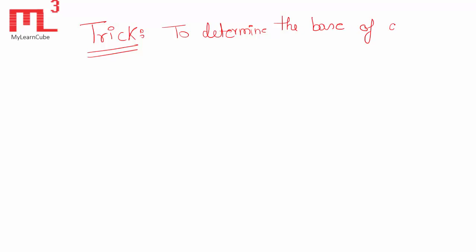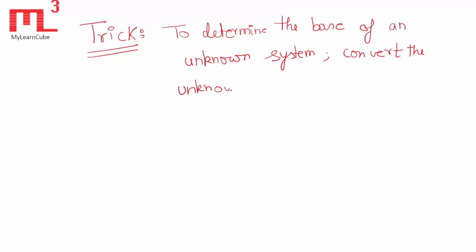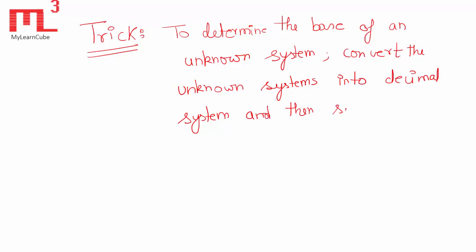So the basic trick, or the generalized trick for all such questions, I'm just writing it in simple language, to determine the base of an unknown system: first convert the unknown system into decimal system, and then solve for the value of base r. That's it.